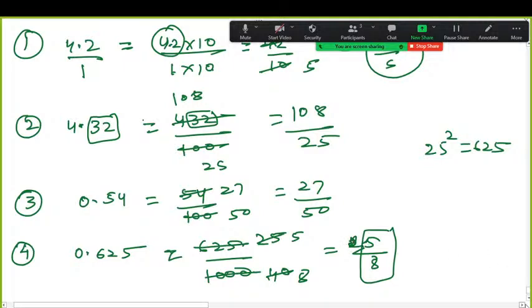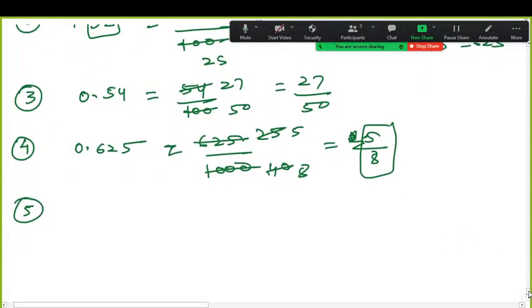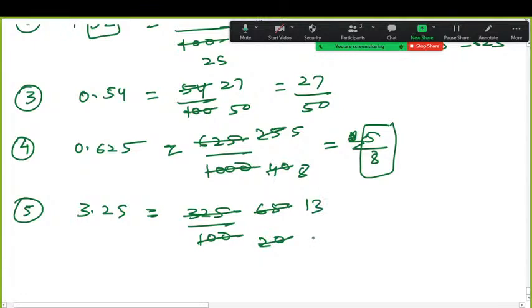Now can you solve a question like this? 3.25. It is 325 over 100. It can be cancelled using 5. 5 times 65 is 325, 5 times 20 is 100. Again you cancel by 5, and you get 13 over 4 as your answer.